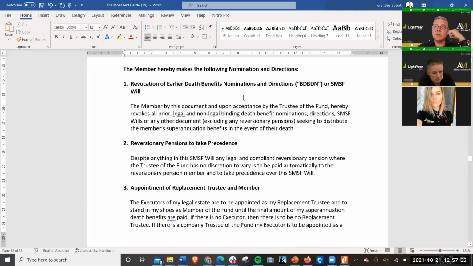Reversionary pensions take precedence. So this means that, as I said, John's age 60. If he gave up work at this stage for anything, then effectively he'd be able to access all his super and be able to take a pension, which seems to make sense. So then that means this SMSF will becomes redundant because he hasn't got any accumulation unless he continues to put accumulation monies in there.